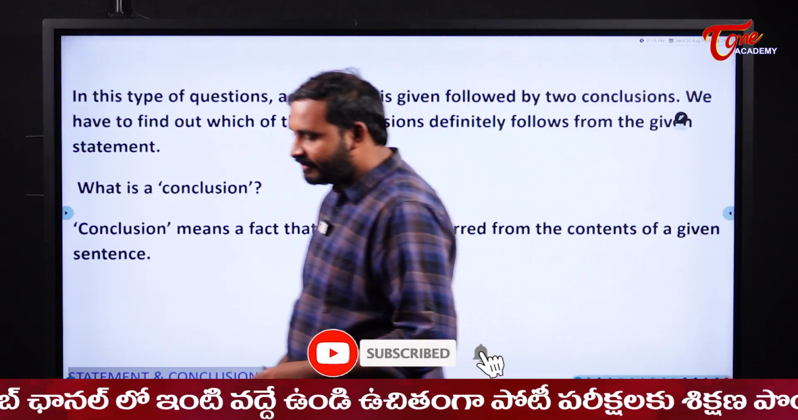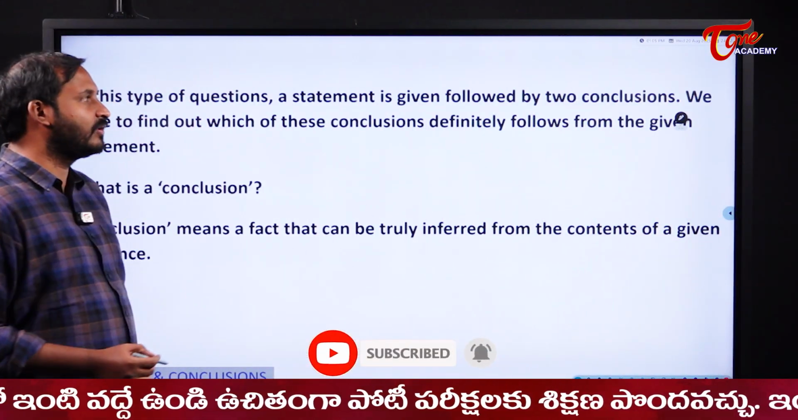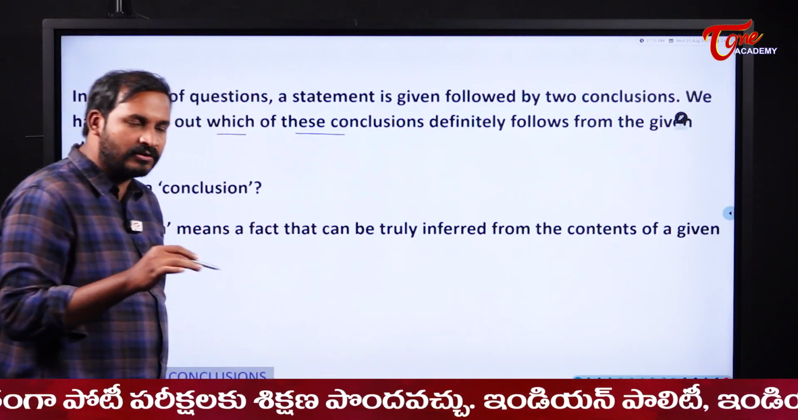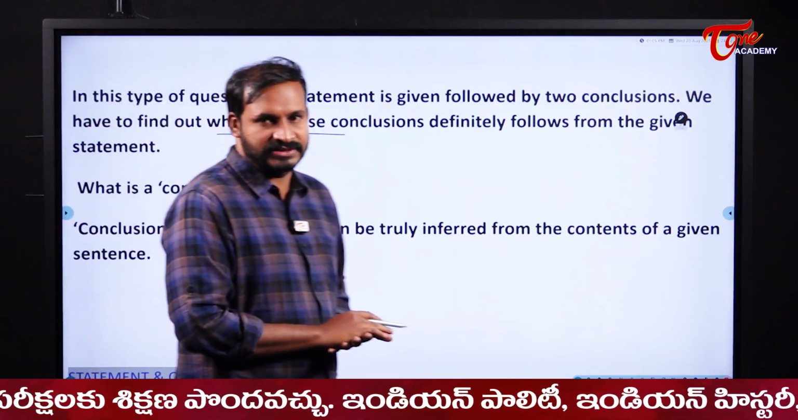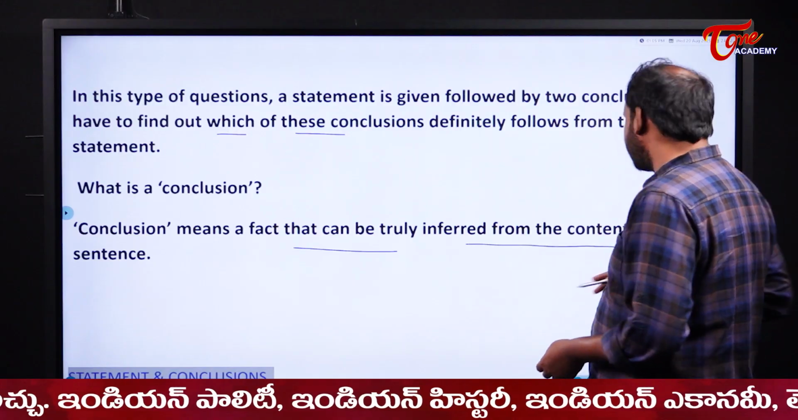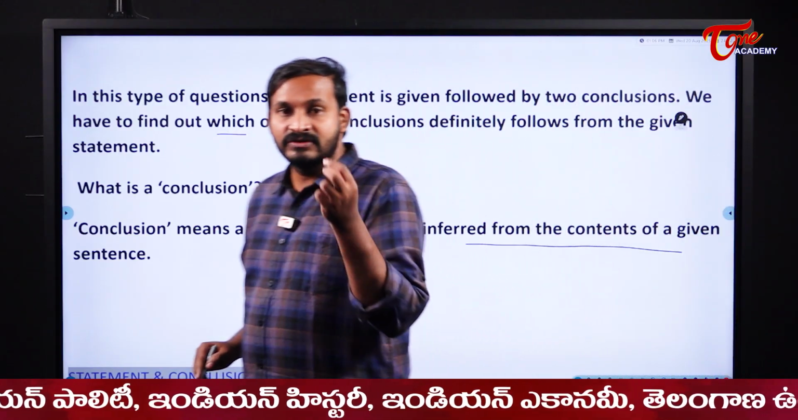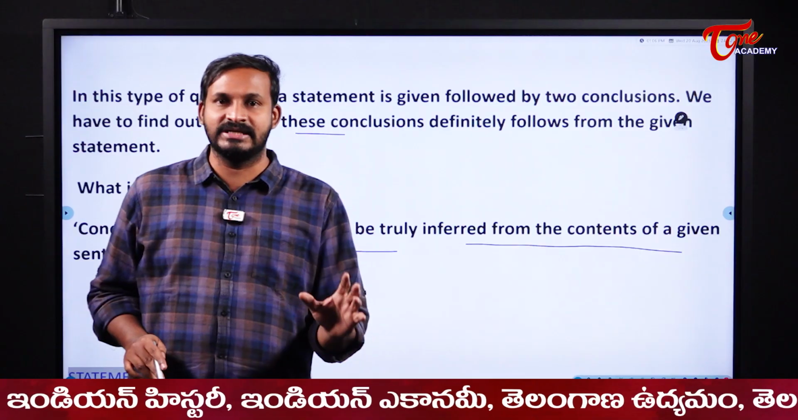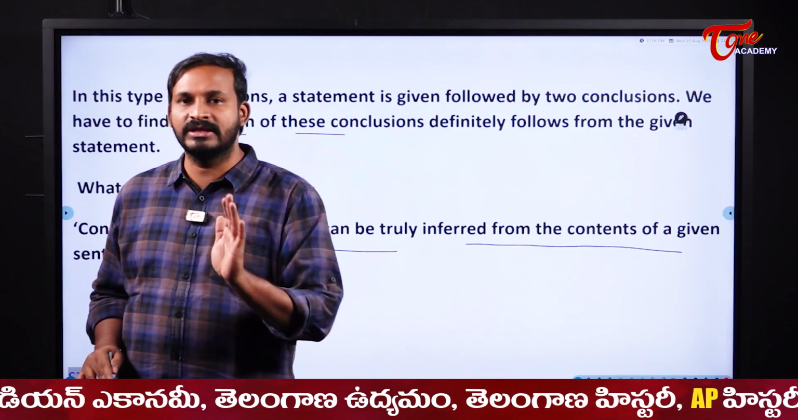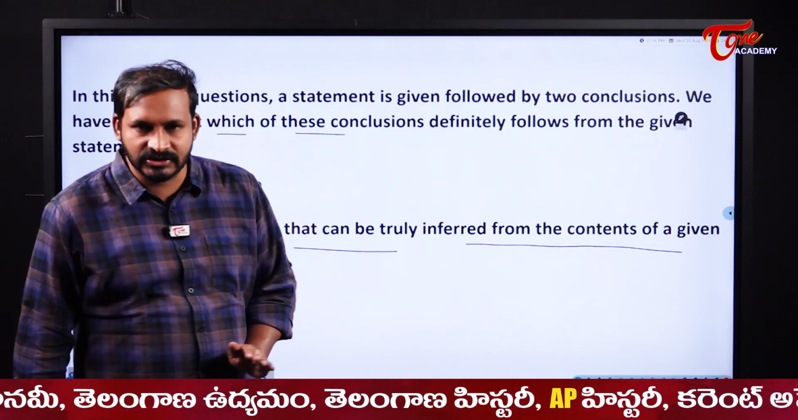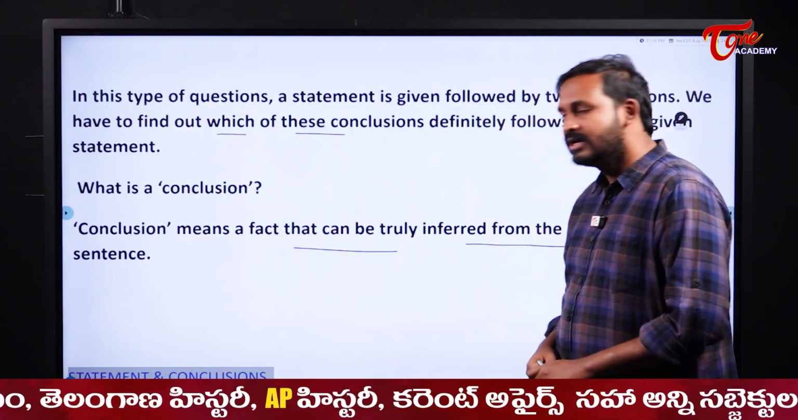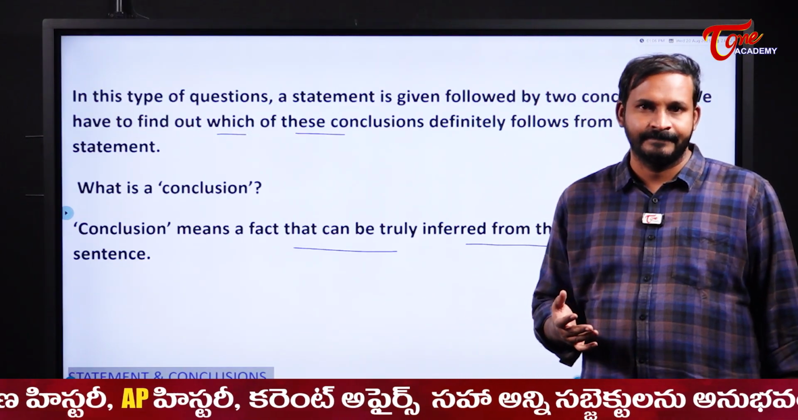Now in this type of questions, a statement is given followed by two conclusions. We have to find out which of these conclusions definitely follow the statement. Simple understanding: a conclusion means a fact that can be truly inferred from the contents given in the sentence. So definitely and 100% it should be given in the statement, and it should 100% support the statement. Those types of conclusions only we will consider correct. All the conclusions are not correct for us. We cannot do any guesses here.